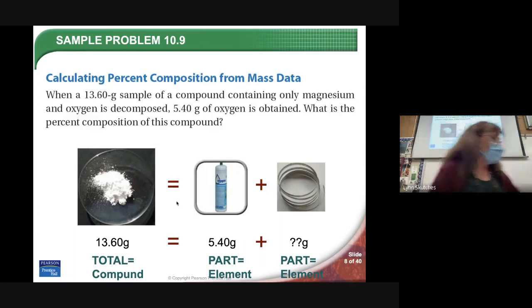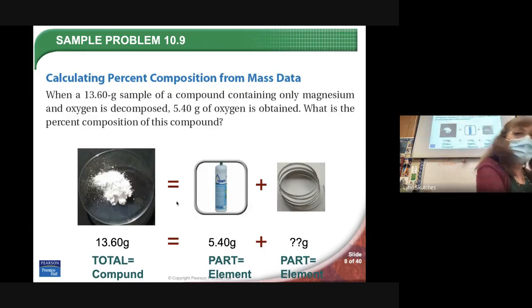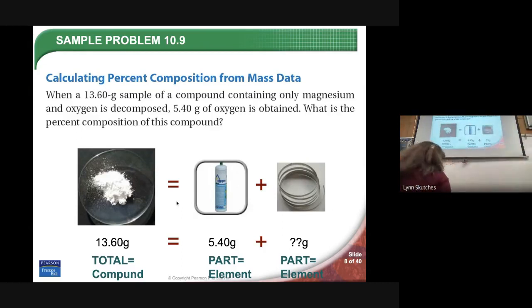But I'm jumping the gun. So somebody read the problem for me. Logan, would you read this question? With a 13.6 gram sample of the compound containing only magnesium and oxygen is decomposed, 5.4 grams of oxygen is obtained. What is the percentage composition of this compound?